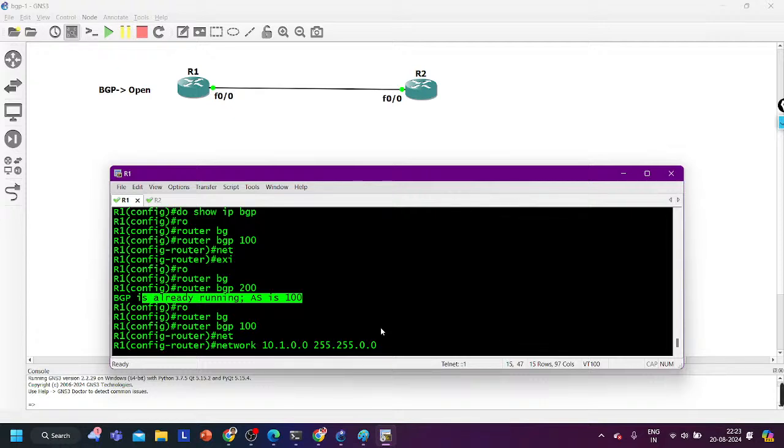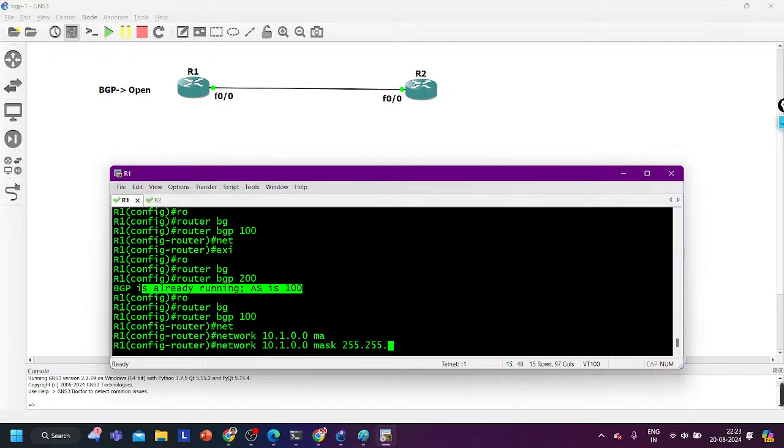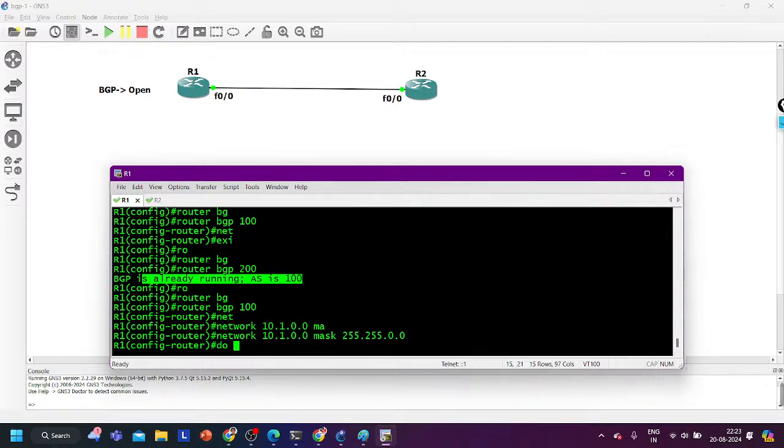No. Always keep in mind, whatever prefixes you are advertising in BGP, that prefix with the same subnet mask should be available in the local routing table. And even this command is incorrect, here I have to say mask 255.255.0.0, right? Do show IP BGP.